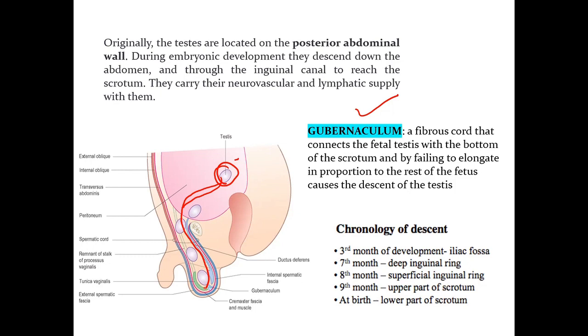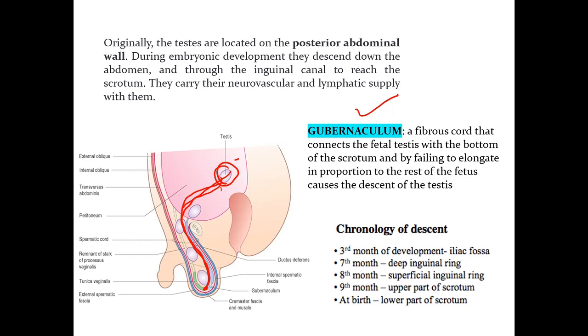At the 3rd month of development, the testis is in the iliac fossa. If there is arrest at the 3rd month by failure of contraction of the gubernaculum, because as the gubernaculum extends from here, it contracts and brings it down. So when there is failure, it's arrest.